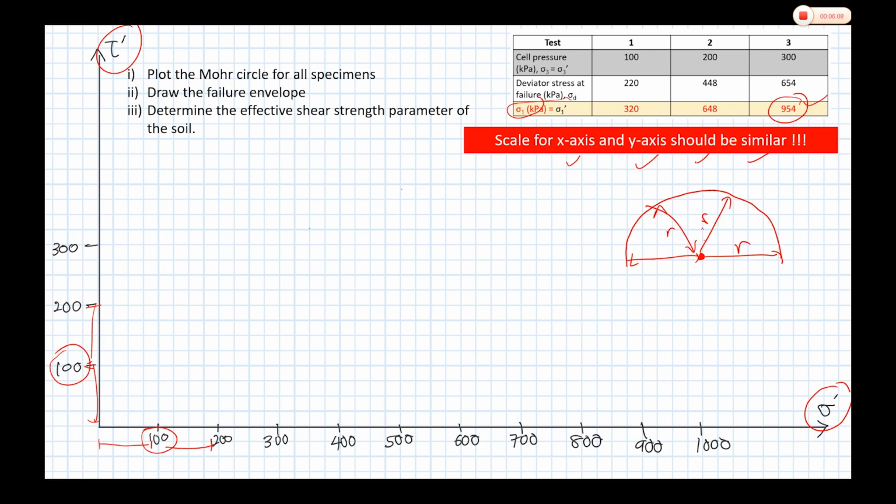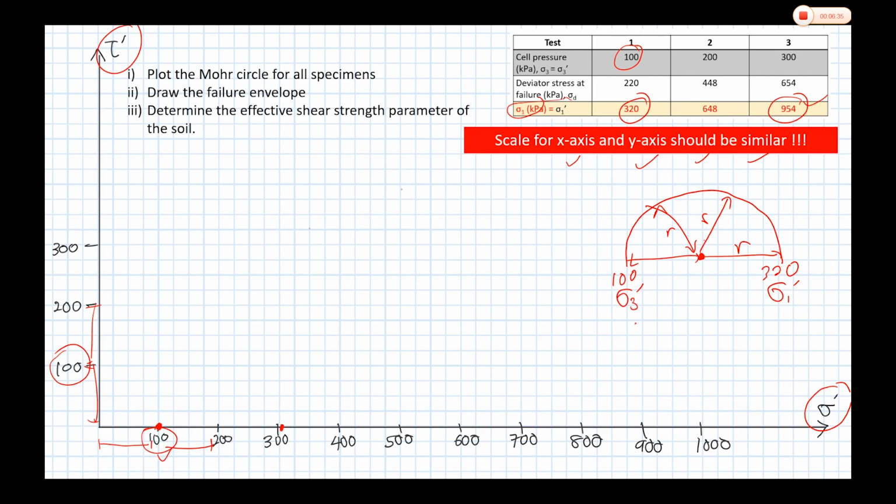In this case, we know that the circle will start at 100 here as sigma 3 prime, and the circle will end at 320 here, sigma 1 prime. But where to start? We have the 100 here, where the circle will start, and the circle will end somewhere here. But how do we start to draw? We need to know the center of the circle.